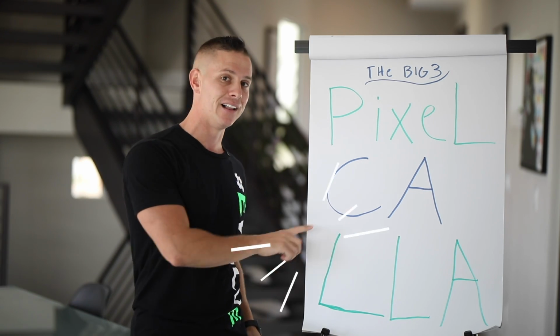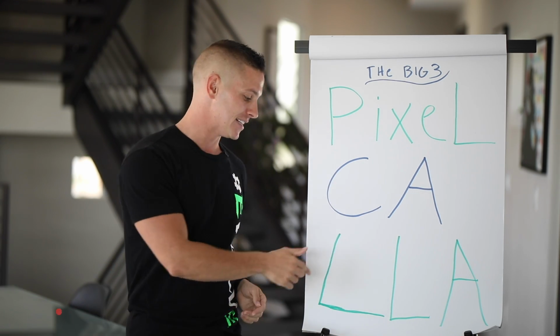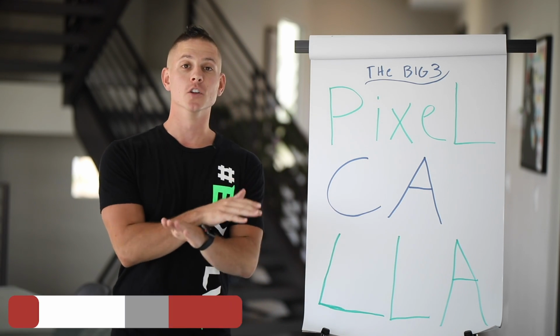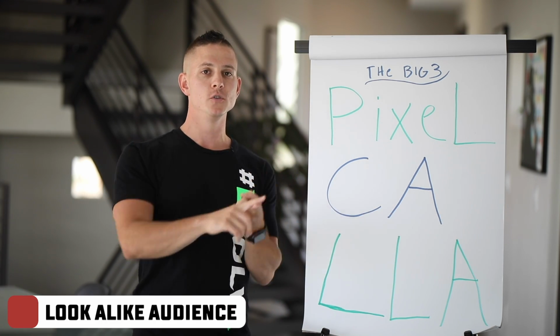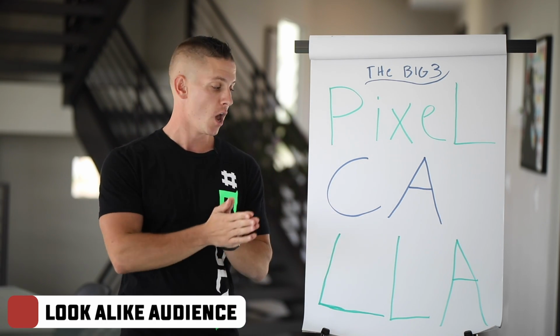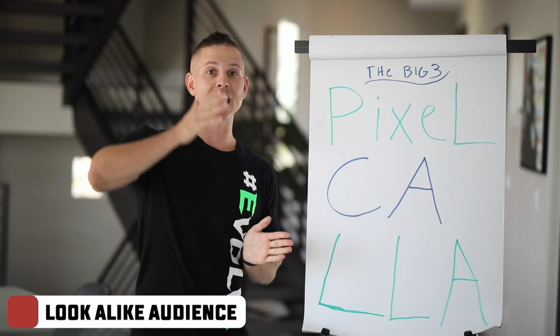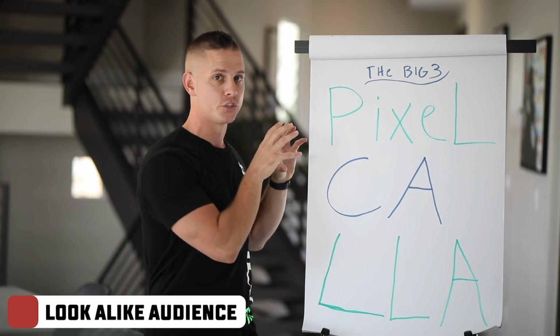So the last thing is an LLA. What an LLA is, is a lookalike audience. A lookalike audience was one of the most revolutionary things that Facebook ever introduced. What it allows you to do is create a huge audience from what's called a source audience.